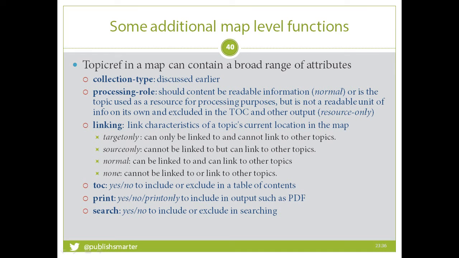Topic refs can contain a collection type attribute, which we've talked about. It can have a processing role, where it's normal and it just appears as it would, or a resource only. It's only there for the convenience of managing the map. Linking, it could be a target, a source. It can normally link back and forth, or it could have no links. Table of contents, TOC, do you want it or not? Print, do you want it or not, or is it print only? Search, yes or no, do you include or exclude in searching? A lot of capability here.